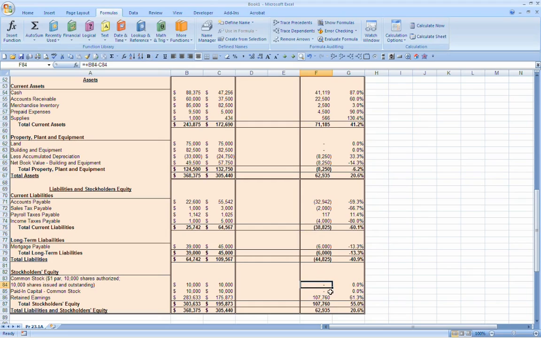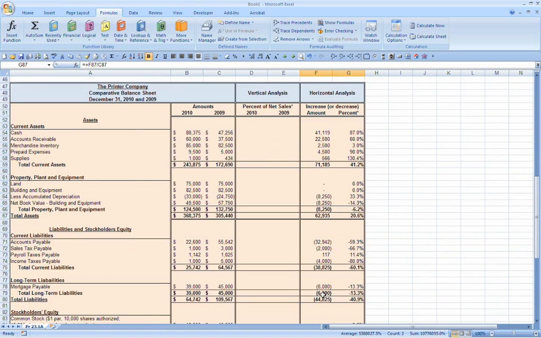Notice common stock didn't change. We didn't issue any more stock. Paid in capital, we didn't issue any more stock. Retained earnings is up. This tells me that last year's net income, less dividends, actually drove more stockholders' equity in the company. So in total, my equity is up 55%. All good things, all very good things going on here.